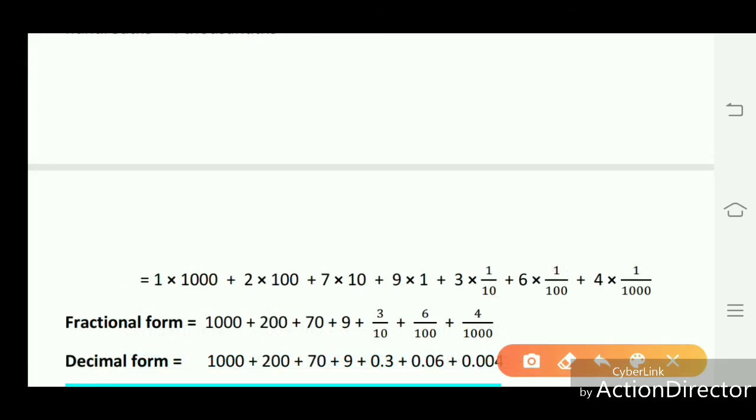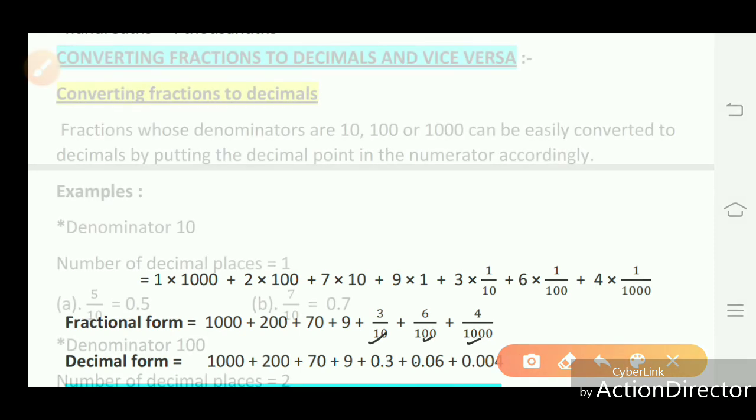Shifting a decimal depends on the total number of zeros in the denominator. Here 3 upon 10 has only 1 zero, so the decimal shifts to the left hand side by one place. 6 upon 100 has 2 zeros in the denominator, so the decimal shifts to the left by two places. 4 upon 1000 has 3 zeros in the denominator, so the decimal shifts three places to the left hand side.